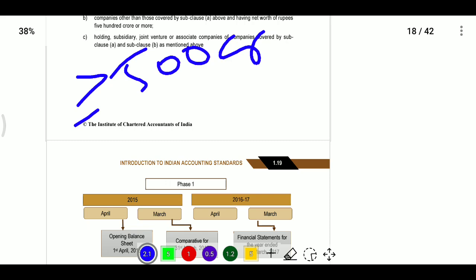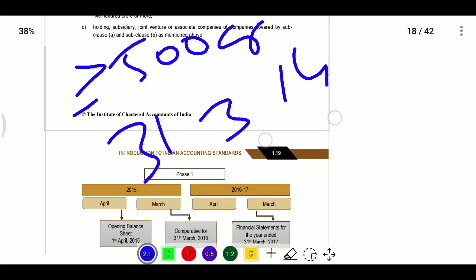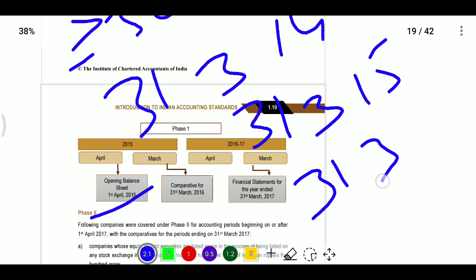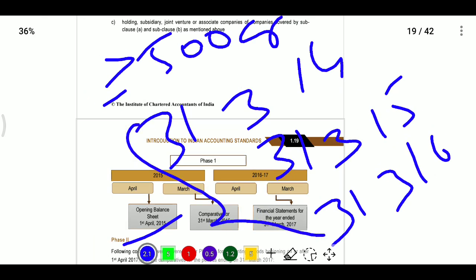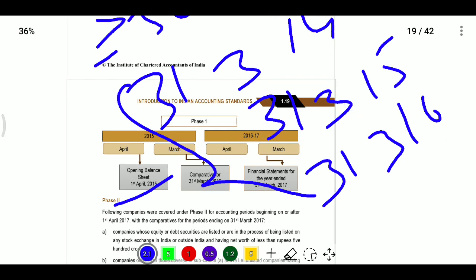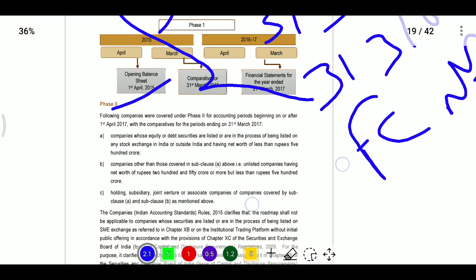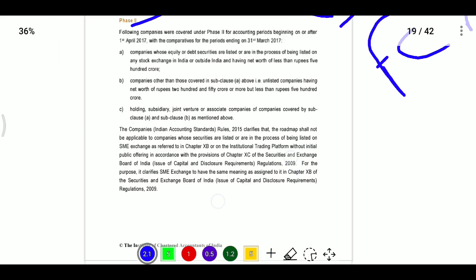If the 500 crores net worth is there as on 31st March 2014, 31st March 2015 or 31st March 2016, and whichever is the parent, subsidiary, associate or joint venture of the above, they will need to prepare their financial statements as per Ind AS. Here we should exclude foreign companies, and NBFCs will be excluded. This is Phase 1. Now what is there in Phase 2?